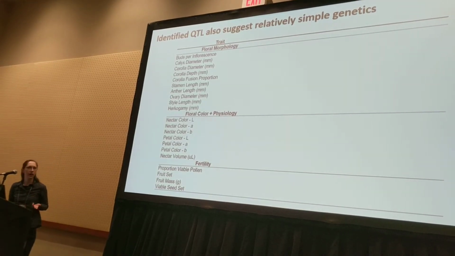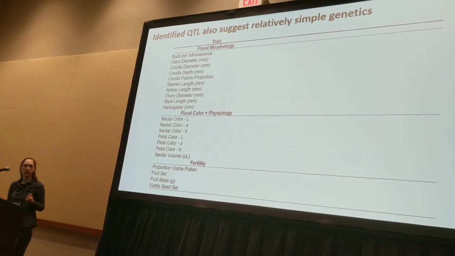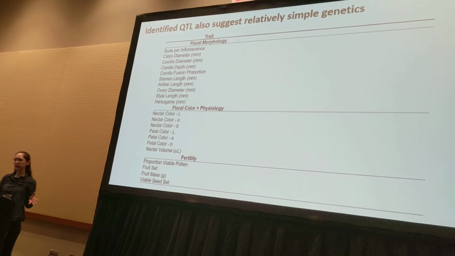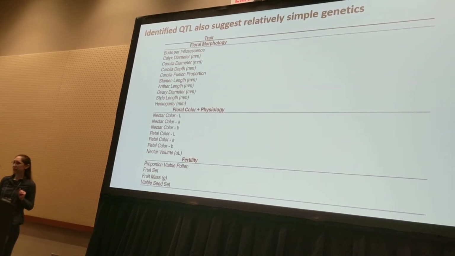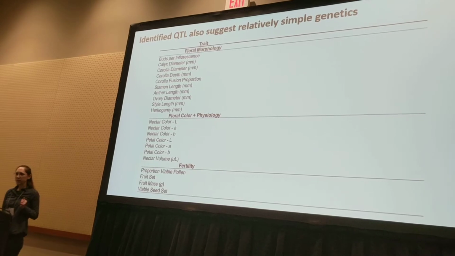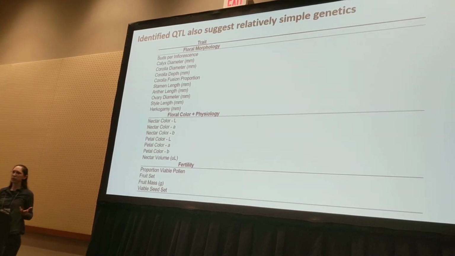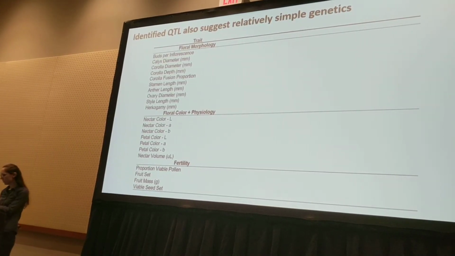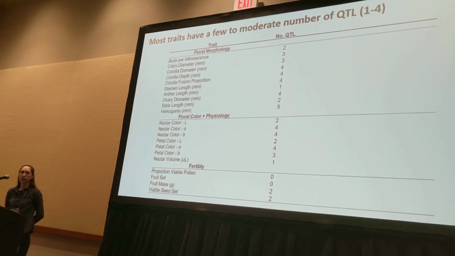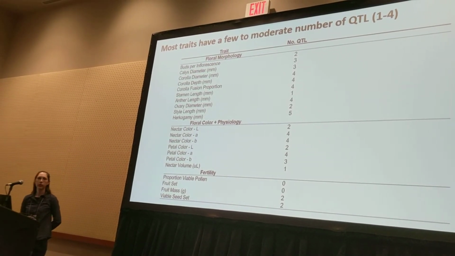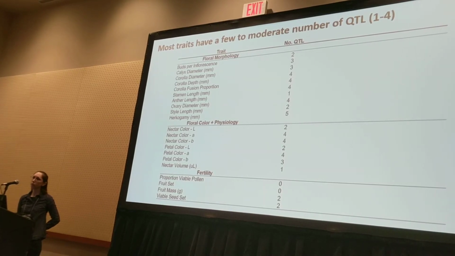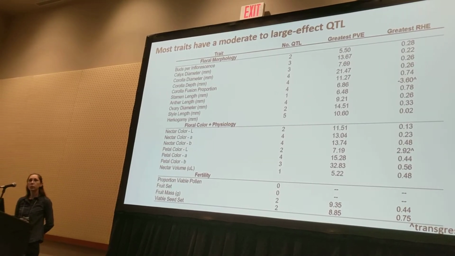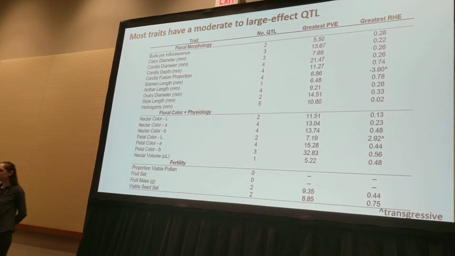All right, so I showed you that segregation and correlations indicate that it potentially could be relatively simple with few antagonistic relationships. What do the QTL say? So here we used genotyping by sequencing to get markers and genotype our individuals, and also to construct the first linkage map in the system. We were able to identify QTL for most of our traits. In fact, I found between 1 and 4 QTL for most of our traits. Further, most of our traits also had at least one QTL with moderate to large effect.